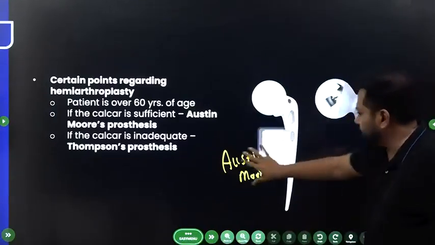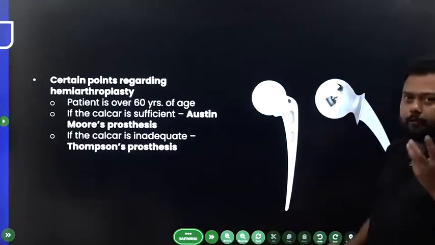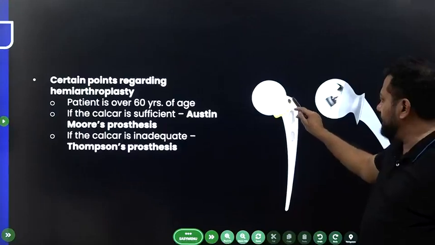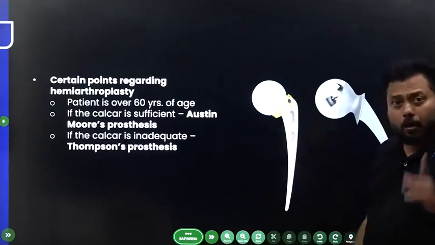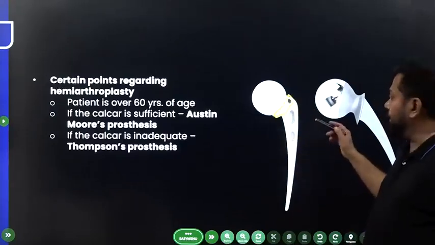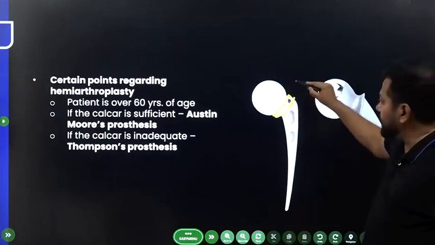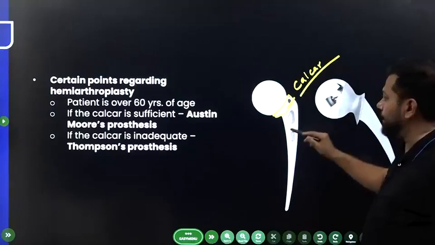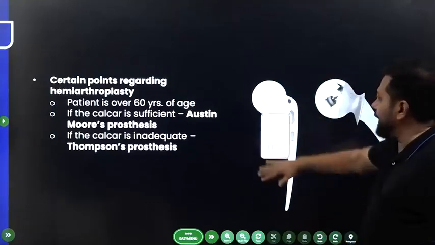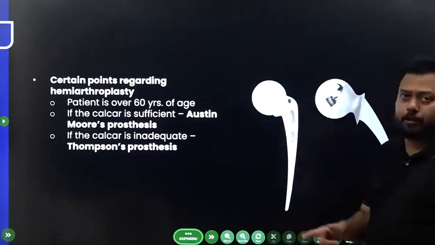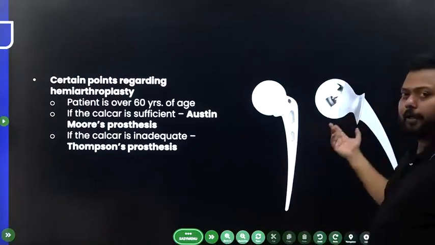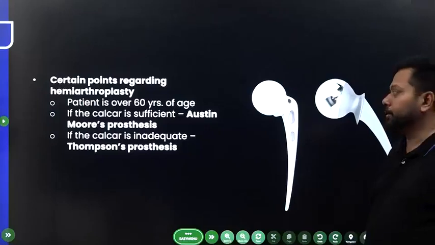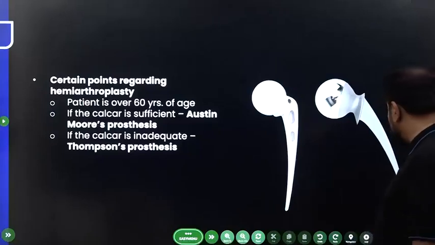Again, we can expect the same question. They are giving an image like this. Fenestrations are there, a small neck is there. This is Austin-Moore. The technical term for the neck part is calcar. A prosthesis with a calcar and a fenestration is Austin-Moore. A prosthesis without a calcar and without fenestration is called Thompson's.